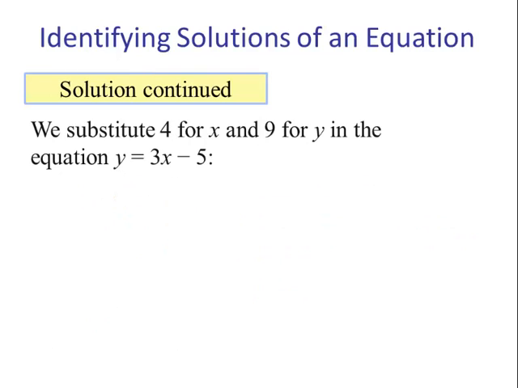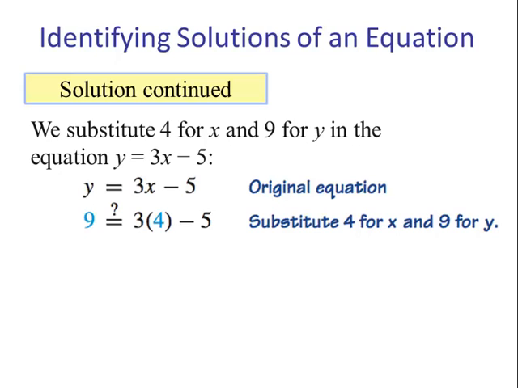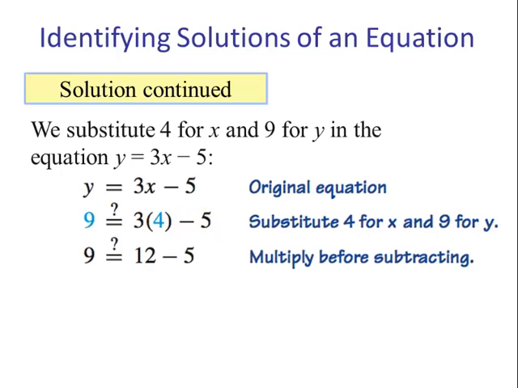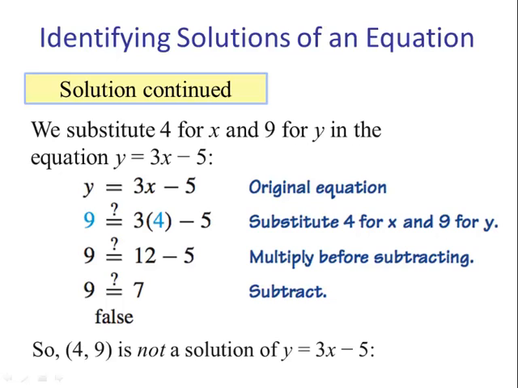Number 2, when we substitute 4 for x and 9 for y, we have 9 equals 3 times 4 minus 5. Following the order of operations, we have to multiply, then subtract, and on the right hand side we're left with 12 minus 5, which is 7. That does not equal the left hand side, which is 9. So this is a false statement. So (4, 9) is not a solution to y equals 3x minus 5.